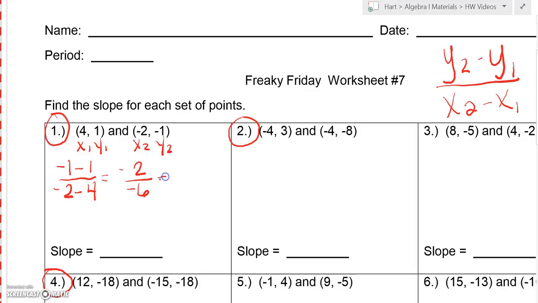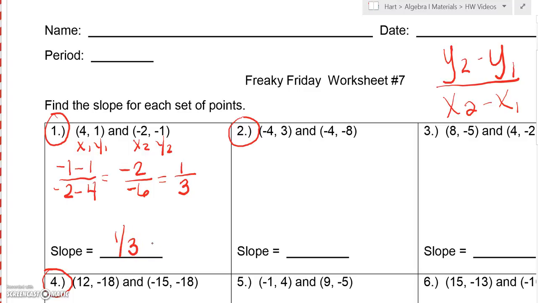And then you have to reduce it. You always have to reduce. So since they're both negatives, we know that's going to become positive. And then both of these numbers are divisible by 2. So I can divide both of them by 2, which would give me a 1. And then 6 divided by 2 is 3, so the answer is 1/3.